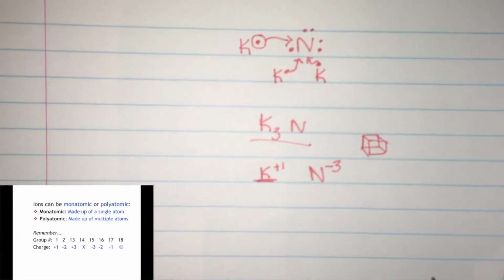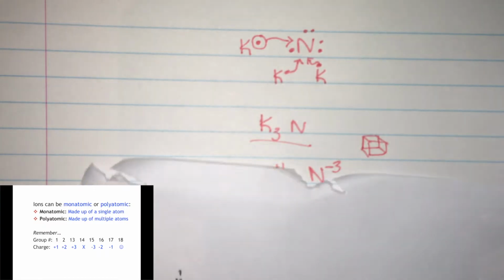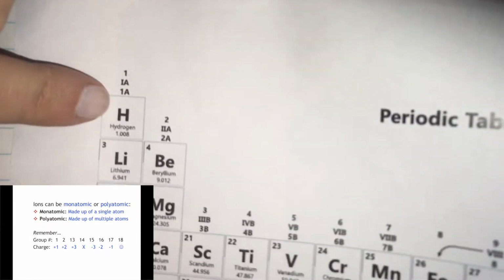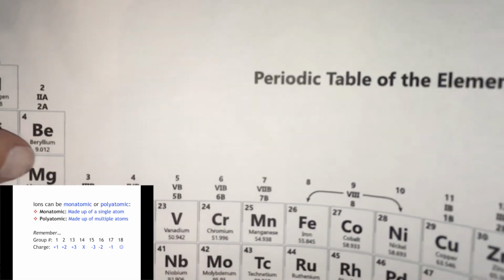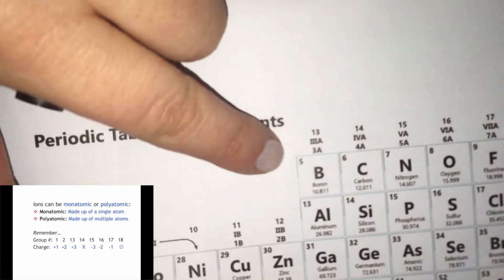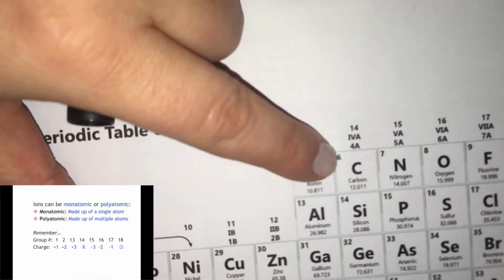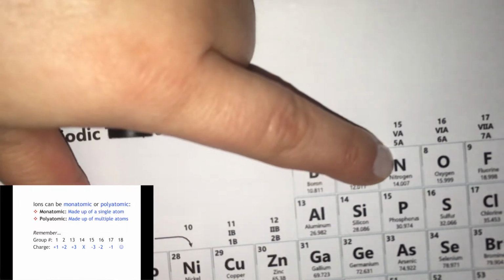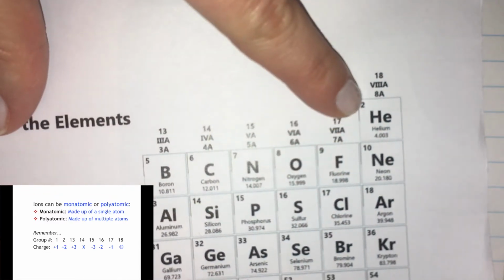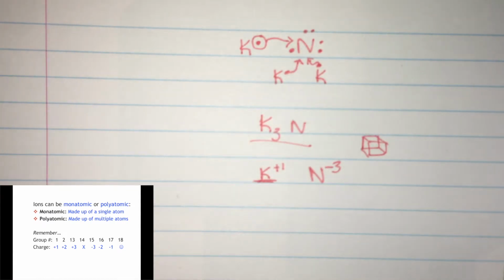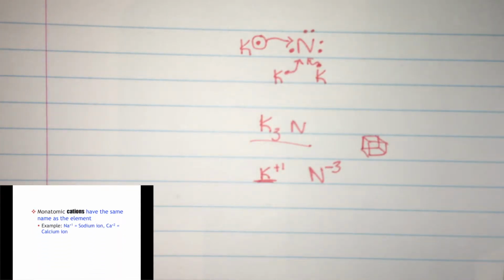If you'll remember, group 1 has a +1 charge. Group 2 has a +2 charge. Group 13 has a +3 charge. Group 14 has a ±4. Group 15 has a -3 charge, then -2, -1 charge, and then that's neutral. So just keep that in mind as we are going through and combining these elements, or ions, together.